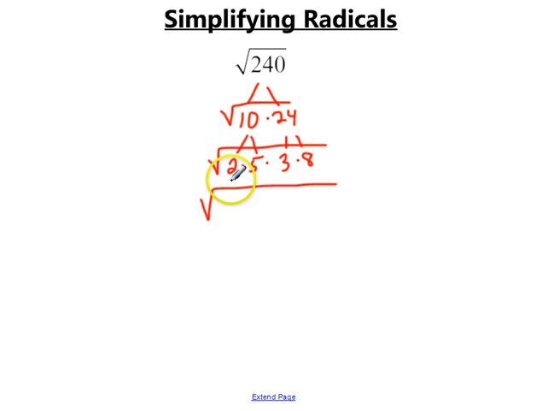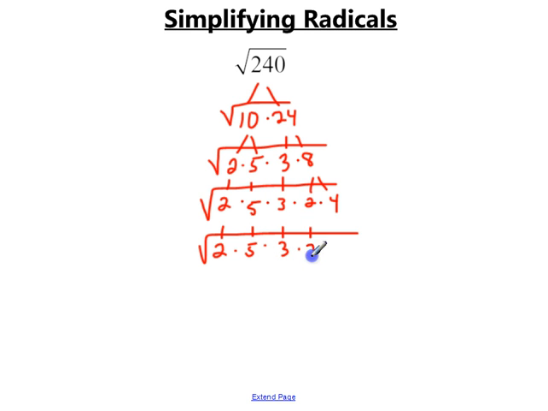Now we can keep breaking down some of these. 2 is prime, 5 is prime, and 3 is prime. 8 is equal to 2 times 4. And if we keep going, we have 2 is prime, 5 is prime, 3 is prime, 2 is prime, and lastly, 4 is equal to 2 times 2. Now that we've broken down our radicand into primes, we want to take out the pairs.